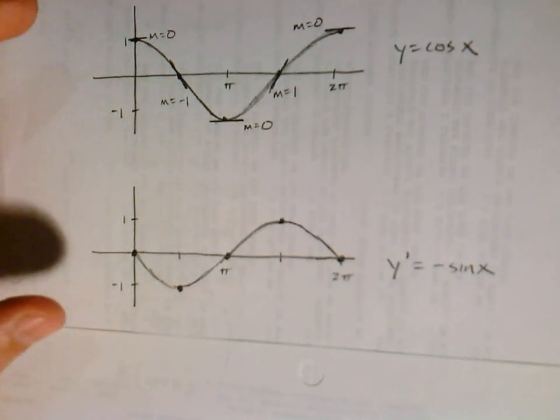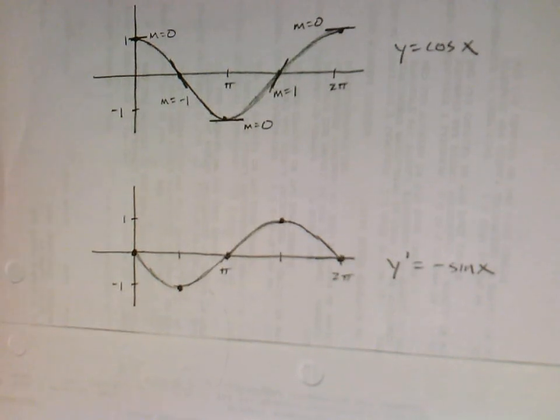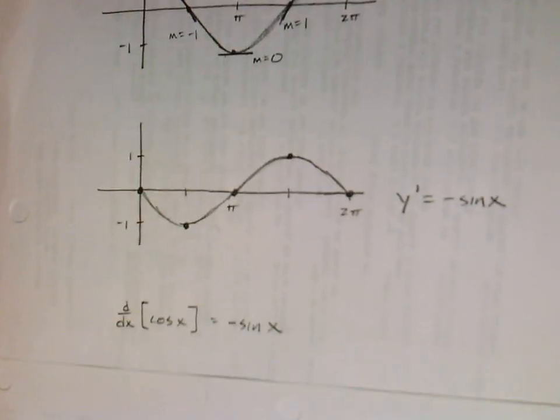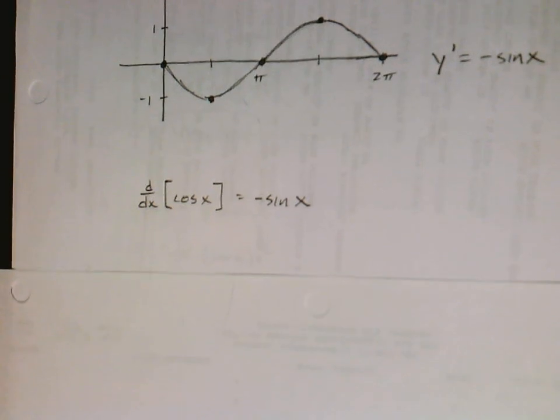Okay, again, we don't need to be able to explain this. At the end of the day, we just need to know this statement right here, that the derivative of cosine of x equals negative sine x. Very close to sine x, just a negative in front.